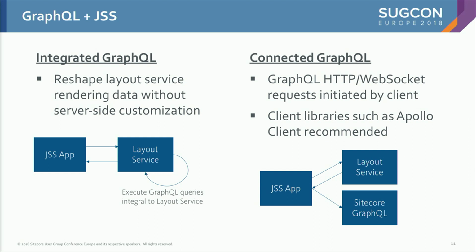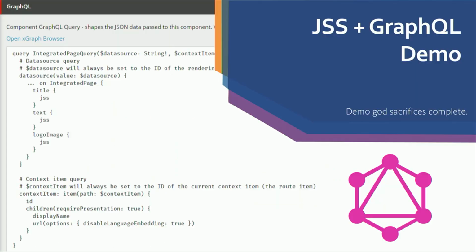The second way, connected GraphQL, is basically the same way that any JavaScript app would use GraphQL. Your JavaScript app, whether it's using JSS or not, if you are using JSS, you probably make a layout service request, get the data back, and then make a GraphQL request to get some additional data that you need to render your layout. If you're not using layout service, you could just cut layout service out of there. JSS or your JavaScript app calls the Sitecore GraphQL API directly with HTTP or WebSockets, and it's good to go. So those are the 2 ways that you can do it. Let's go take a look at how we can use that stuff.